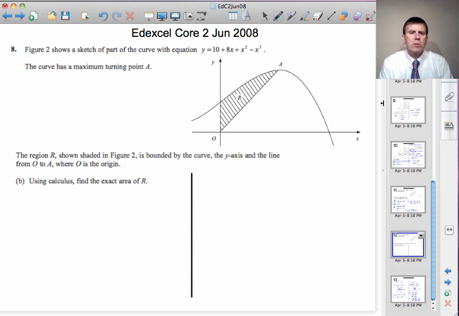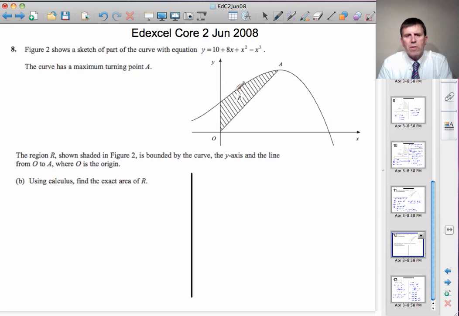The region R, shown shaded in figure 2, is bounded by the curve, the y-axis, and the line from O to A, where O is the origin. Using calculus, find the exact area of R. Now we have a choice here. We could find the area under the curve. We could work out the area of this triangle here and subtract, and that would leave the shaded region R.